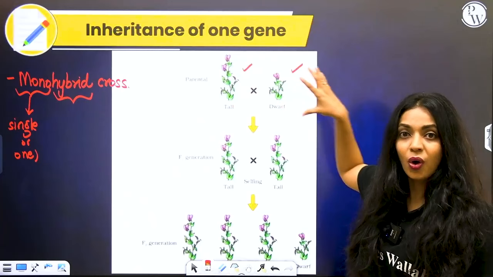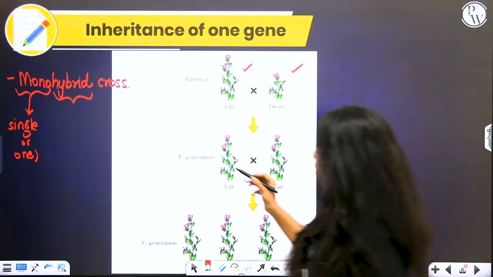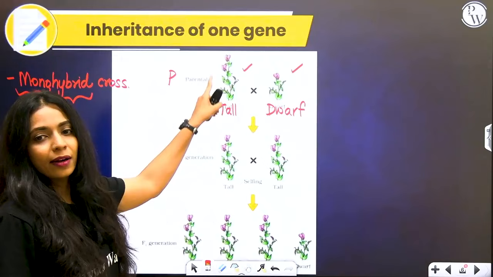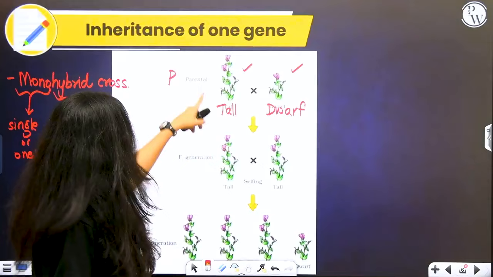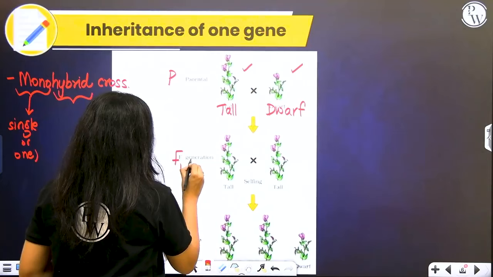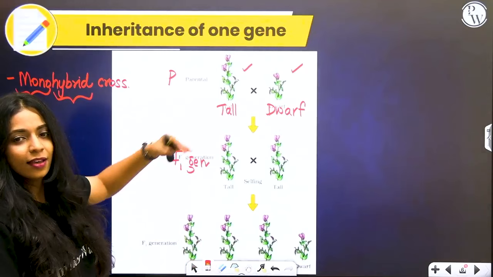So what he does first is, in the parental generation, which we represent by P, he takes a tall plant and crosses it with a dwarf plant. You have a tall plant, you cross it with a dwarf plant. What do you get as a result? Once you perform artificial hybridization, pollination will happen, seeds will form, right? The seeds you take and sow, you get the next generation. That is called the first filial generation or the F1 generation. This is like the millennials, this is like the Gen Z, okay? So this is the next generation.